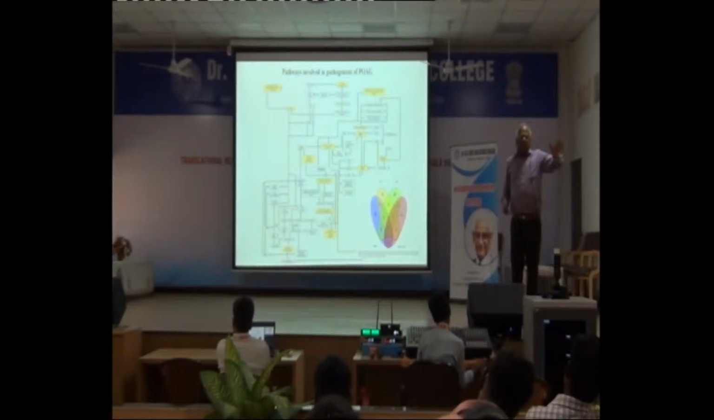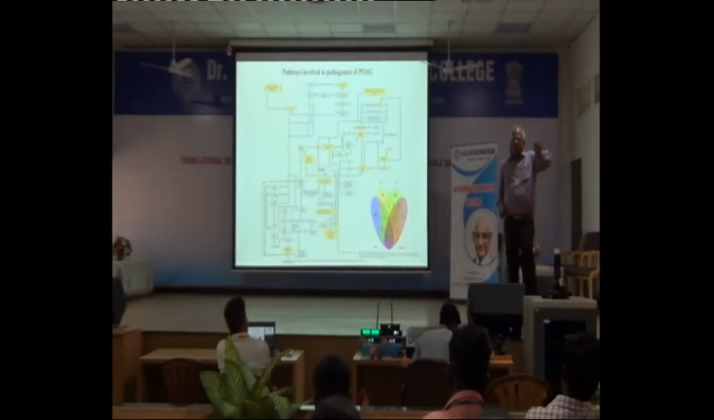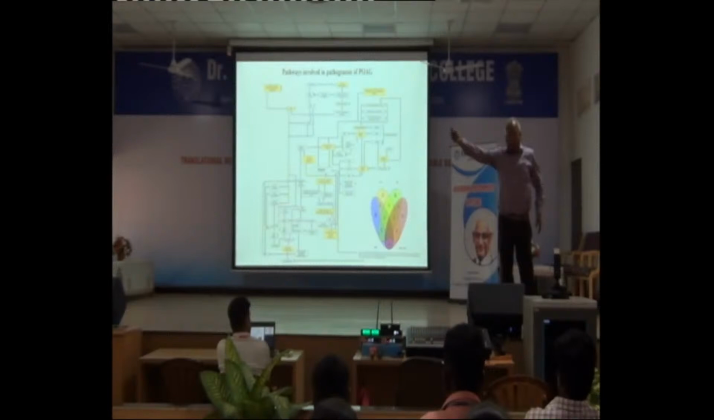If you take 100 patients and screen all of them for a particular gene, only 5% are positive for that gene. The other 94% have some other problem, some other gene involved. It means single gene disease or multiple gene diseases. So the disease is very, very complex to understand the mechanism.